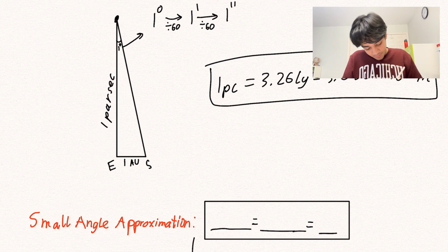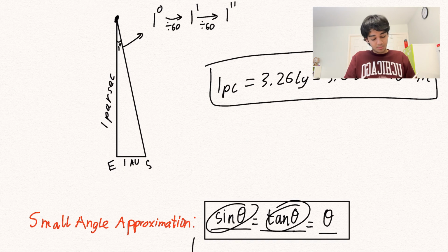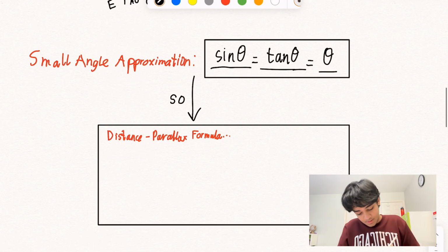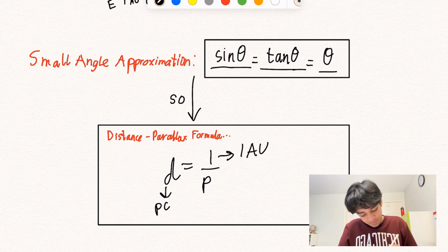The small angle approximation says that sine theta is approximately equal to tan theta, which is approximately equal to theta. So whenever we're using sine theta or tan theta in a problem, we can easily replace it with the angle itself, and we'll get about the same answer. From this, we can get a formula that says d equals 1 over p, where d is the distance to the object in parsecs, 1 stands for 1 astronomical unit, and p is the angle in terms of radians.